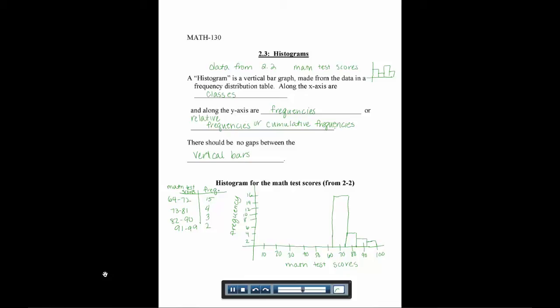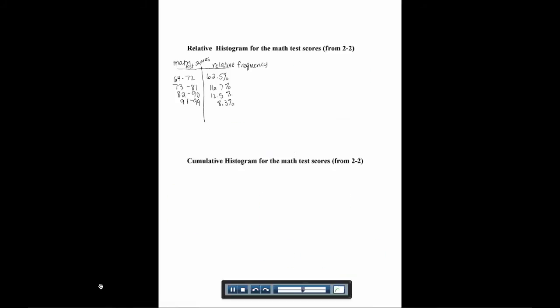Now, we can also make a relative histogram. So I will put down our relative frequency distribution from section 2.2. So here's our relative frequency distribution. And again, we're going to make x and y axes. Along the x-axis, we're going to have the math test scores, and we'll label that just as we did before. And now on the y-axis, we're going to have the relative frequency. So we'll have percentages here going up to 100. So I'll fill those in.